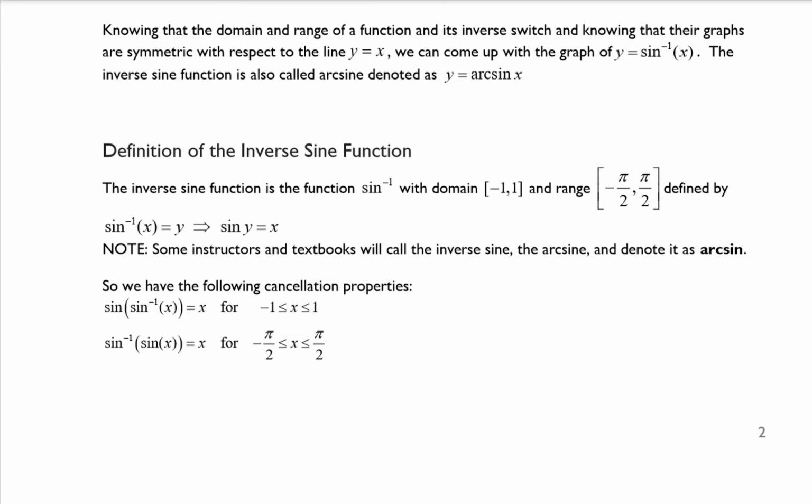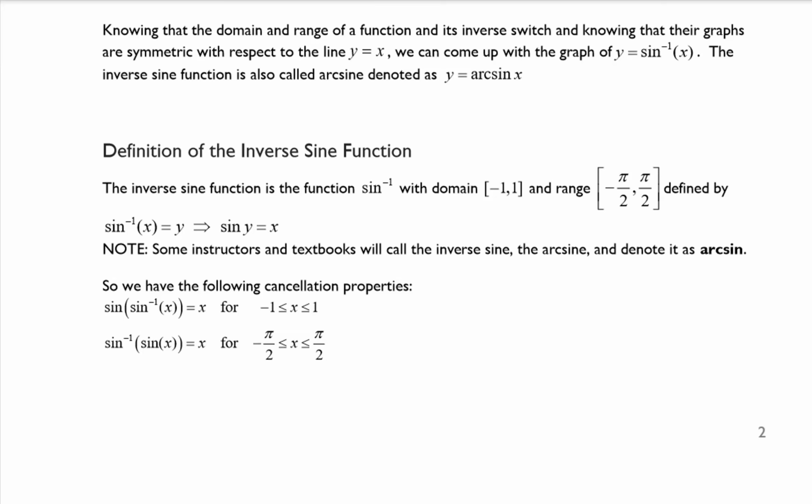Let's go ahead and define that inverse sine function. So the inverse sine function is the function sine inverse with domain -1 to +1 and range -π/2 to +π/2, defined by sine inverse of x is equal to y, implies that sine of y is equal to x. Note that some instructors and textbooks will call the inverse sine the arcsine and denote it as ARCSIN, like that for shorthand.